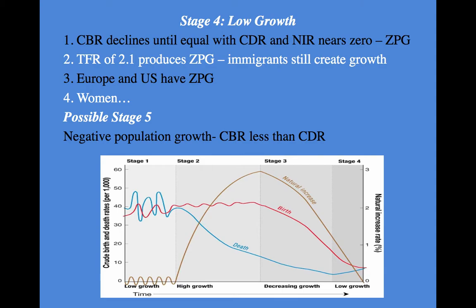Stage 4, this is the stage we're in. This is where births and deaths essentially reach the same point and creates a zero population growth, or ZPG. Remember, the total fertility rate must be 2.1. That 0.1 accounts for infant mortality rate. We're in this category, but we allow immigration, and so that's why we still have an increasing population. But for all intents and purposes, we've reached ZPG.